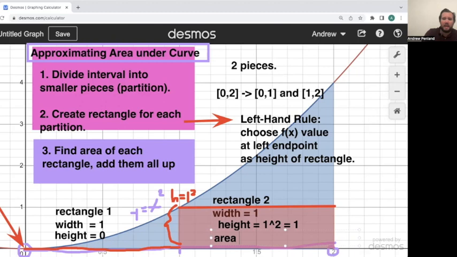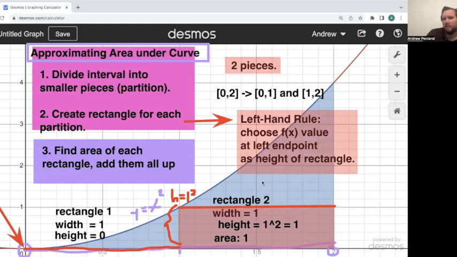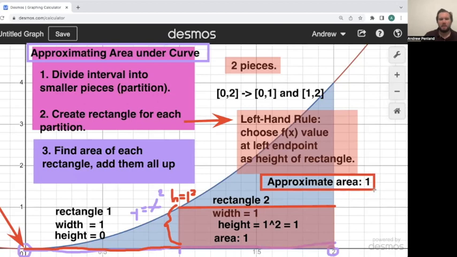Then I add these two together, 0 plus 1. My approximation with two pieces and a left-hand rule is that the approximate area is 1. That would be my final answer. Now, that's not a very good approximation. So what could I do to make it more accurate? There are two choices I had to make. The first was how many pieces to use, and for that I decided 2.